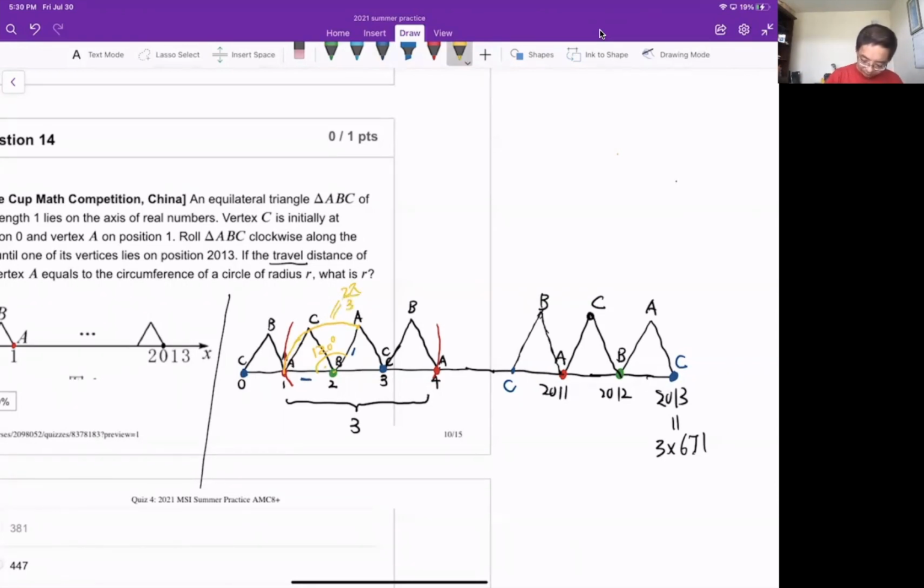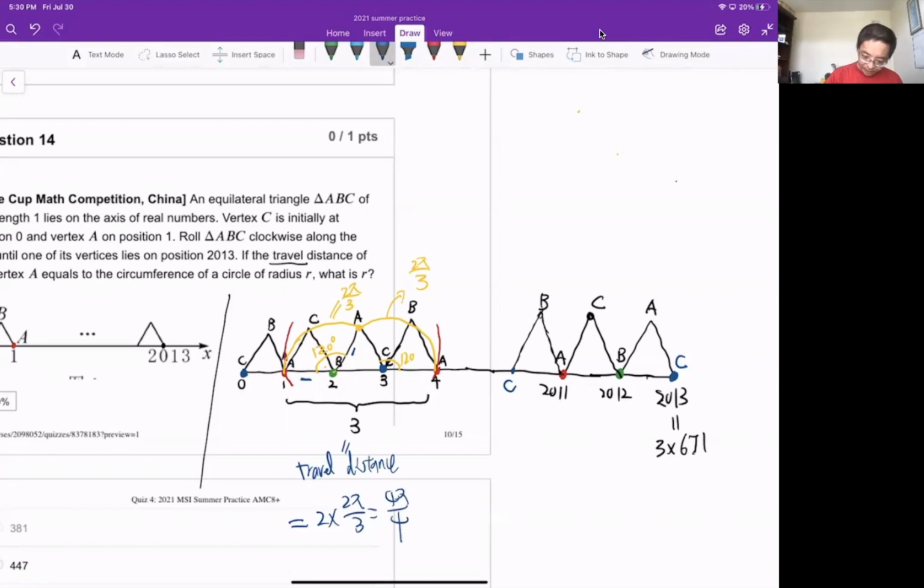And the next one, from here back to A, is again 120. So this one again is 2 pi over 3. So this tells us within each cycle, the travel distance equals 2 copies, so 2 times 2 pi over 3. So that's 4 pi over 3.